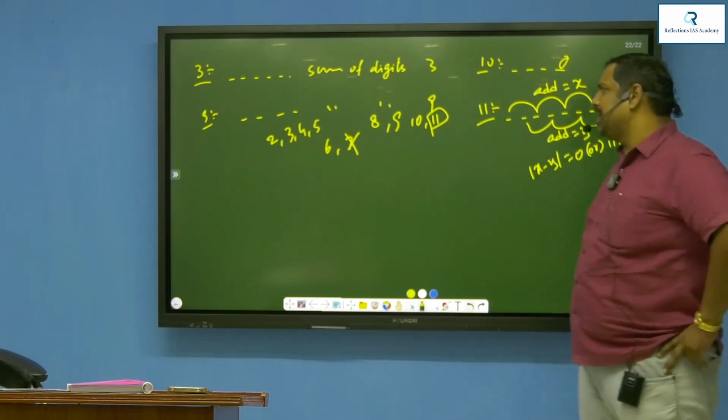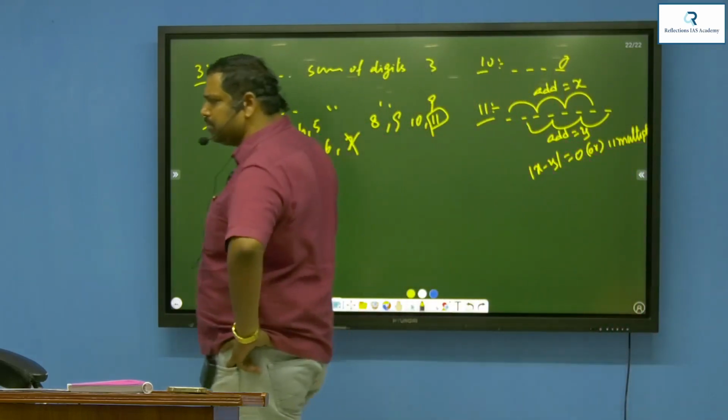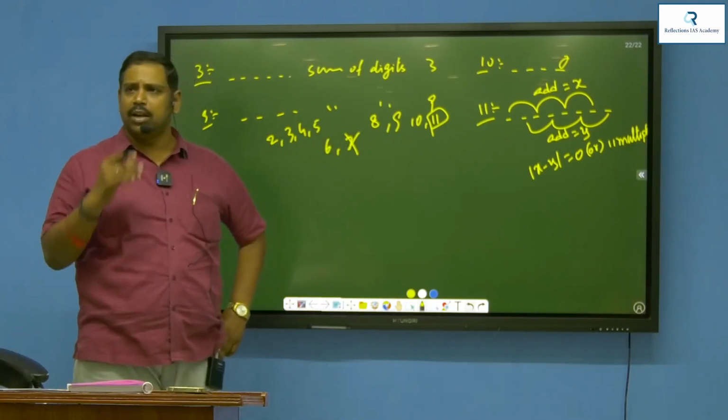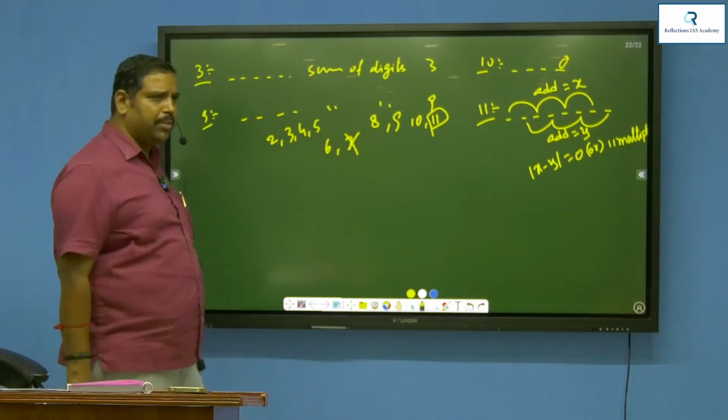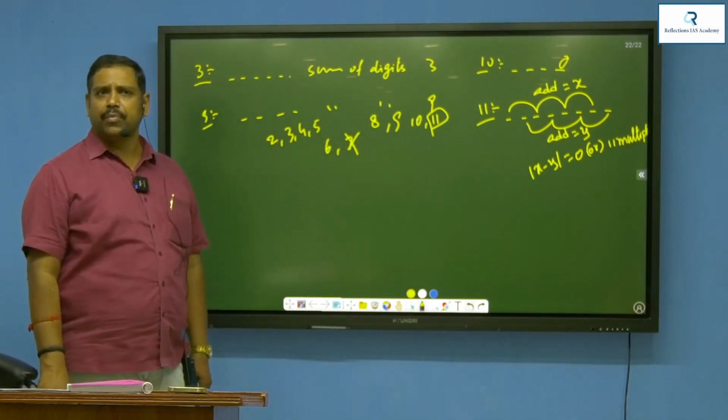I said 7 is required or not required? Not required, because I'll give you the divisibility rule of 7. Later you can understand why it is not useful. Is it completed? Can I go to the next slide? Okay, good.